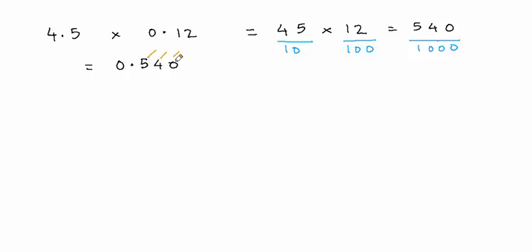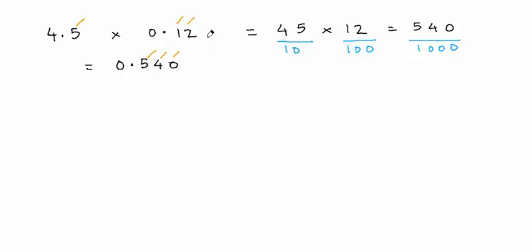And then it's also important to note that the number of digits after the decimal point on the product, or the answer to the multiplication, is equal to the sum of the number of digits you have on each one of the numbers you're multiplying. So you have one place after the decimal point on this one and two places after the decimal point on this one. So you have three places after the decimal point on the answer.